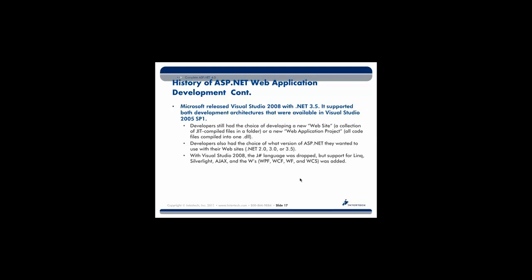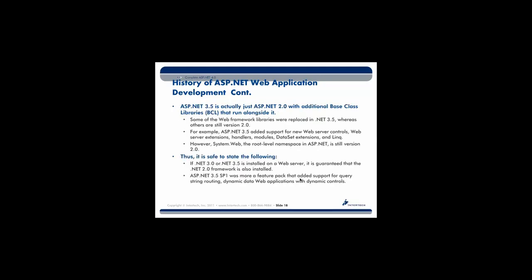With Visual Studio 2008, of course, supporting both websites and web application projects, they wanted to be able to handle the earlier versions of .NET, so you now have the ability to choose .NET 2.0, 3.0, or 3.5. Mind you, if you choose an earlier version of .NET, you're actually limiting the different types of projects or websites that you can create. For example, if you choose .NET 2.0, you can't create a WCF service, right?